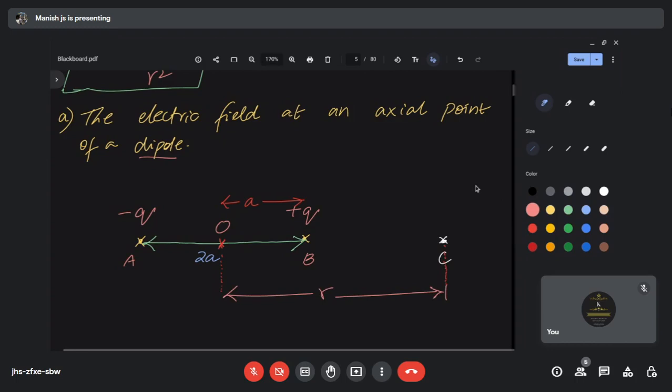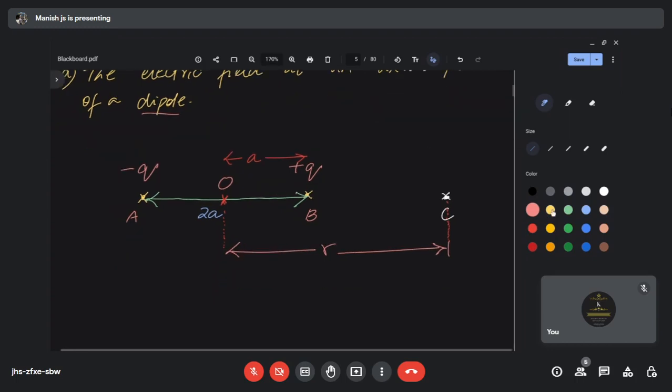Okay, so this point distance from O to C, let's take it as R. So we wish to find out what is the electric field at this point C due to both the charges minus Q and plus Q. That is our investigation. So this is what we call the axial line of dipole. Axial line means it lies in the line of the axis of both A and B, with the charges minus Q located at A and plus Q located at B. So we want to find out the electric field.